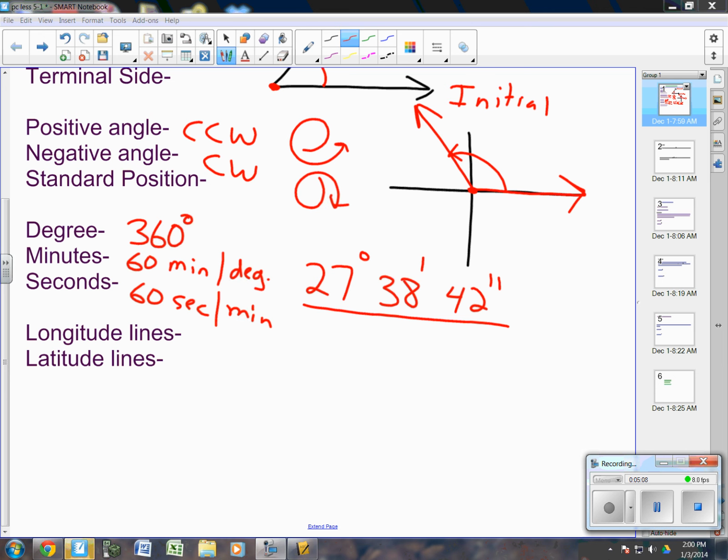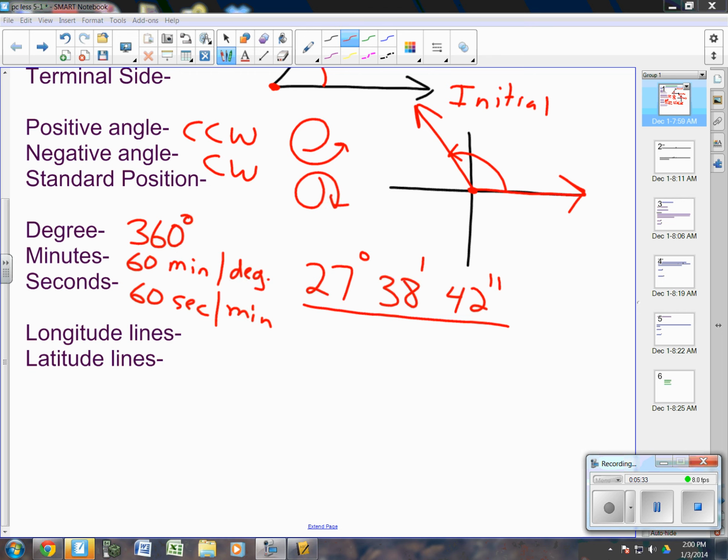60 times 60, which is 3,600. Okay? So there's 3,600 seconds in a degree. So you can see with seconds, you're being a lot more precise because there's 3,600 of them in 1 degree. So you're being very precise. Okay? All right, now I'll show you in just a second how we're going to change degrees, minutes, seconds to decimal degrees.